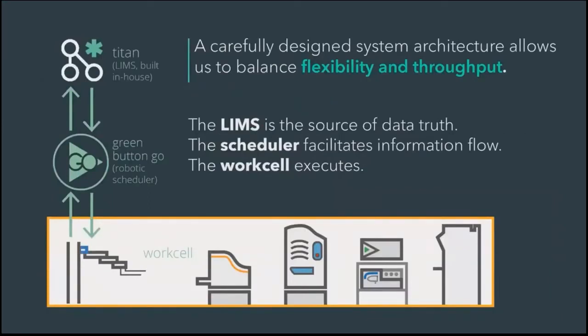Our LIMS is the source of data truth, so it's where all of the planning and information about an actual experiment lives. A scientist goes to the LIMS, plans a fully unique experiment, and then kicks it off on the work cell. Green Button Go facilitates the information flow between the LIMS and our work cell so that at the time of a run, Green Button Go will communicate with the LIMS and pull down all of the information it needs for a particular run. Which plates are involved, which transfers need to happen, which steps should be run in which order, and then finally, the work cell executes each run.